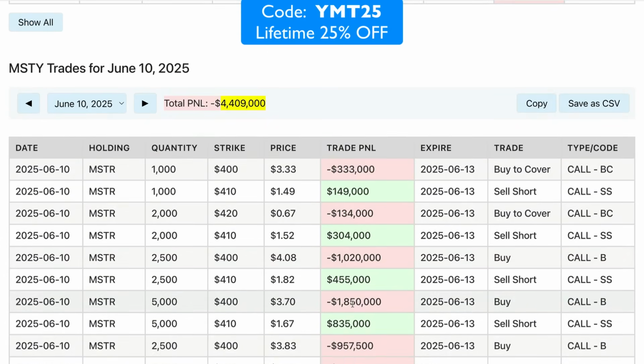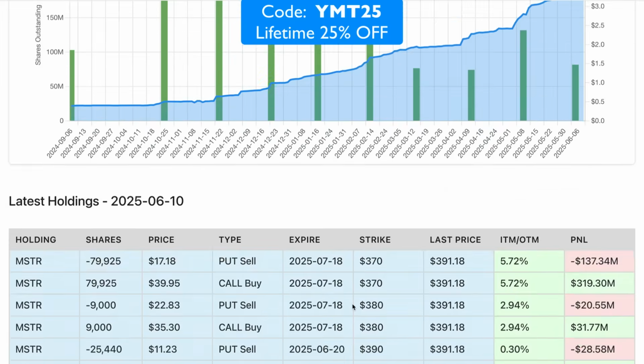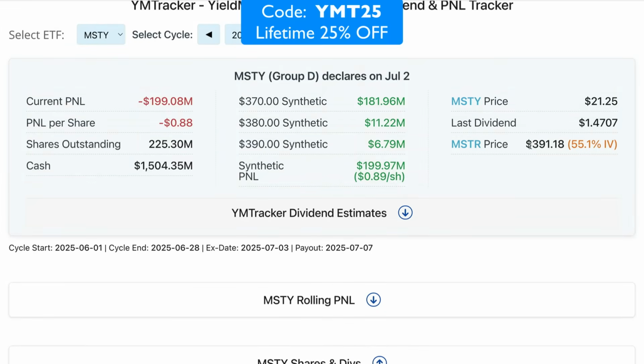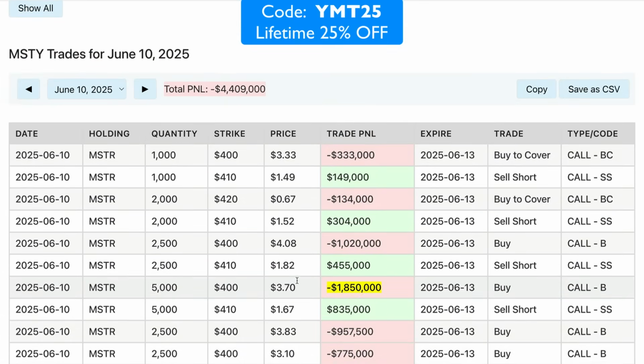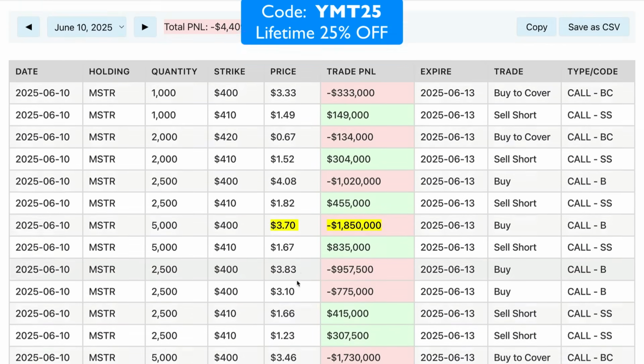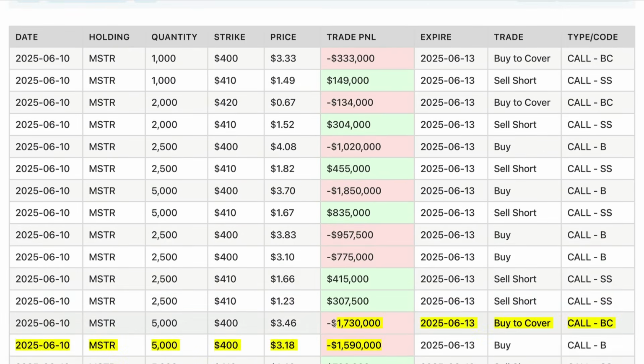This is a buy call. They bought a $400 call. I don't know why. What the hell, bro? Why would they do that? So it closed at 391. Why did they lose $2 million buying a $400 call that expires in 3 days? I have no idea, bro. Here's another like $3 million they lost on the same.